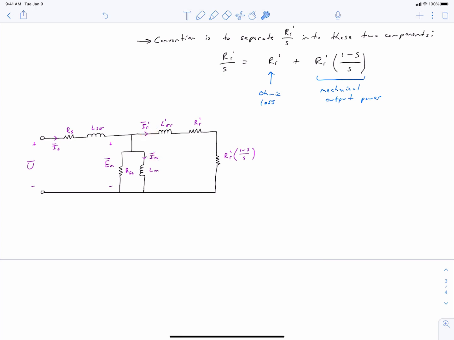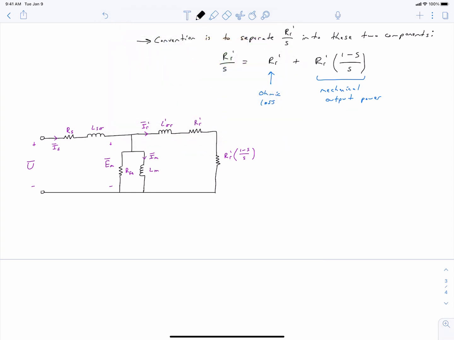One thing that didn't show up in our derivation is that there's this resistance right here, which is meant to model core losses in the stator, due to eddy current and hysteresis losses in the stator. Another component of note is we've got an LS sigma, which is a stator leakage inductance, and an RS, which is our stator resistance. So at this point, we have derived the equivalent circuit of the induction motor.